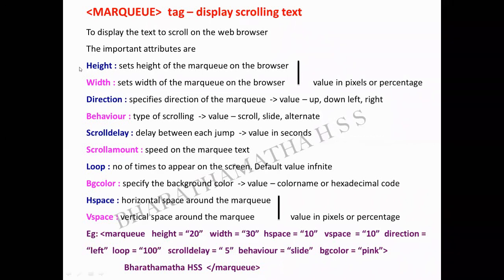So the first one is your height attribute. That is, if you want the marquee to scroll in your web browser, what is the height? In the height it has to be scrolled. What should be the height set on the browser? Okay. Next, width.